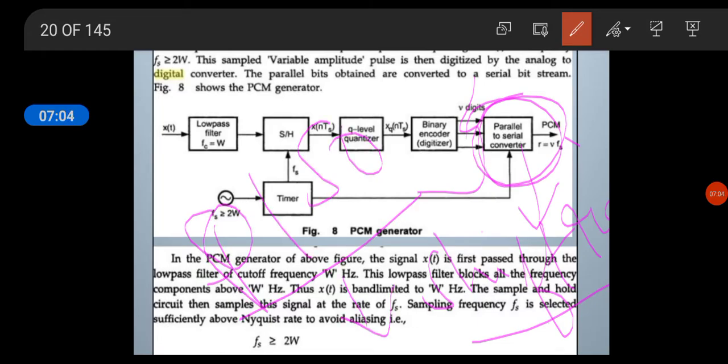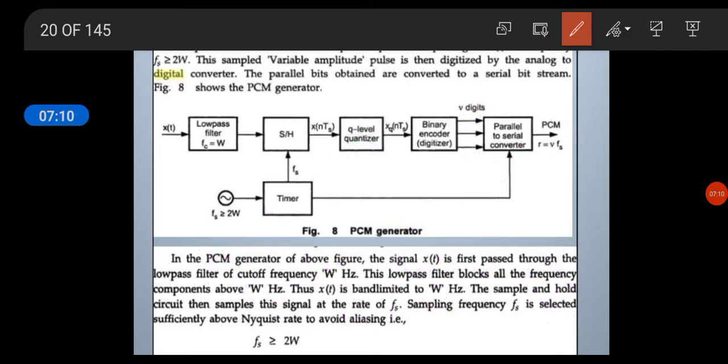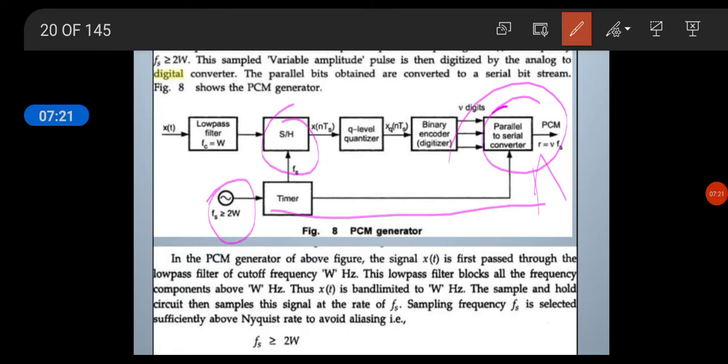The shift register also needs a clock. For that purpose, we are providing the sampling rate from the oscillator. So for the sample and hold circuit and the parallel to serial converter, we will be providing the sampling rate. After that, the single bit stream PCM signal is transmitted through the channel.